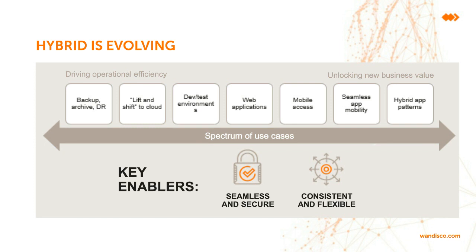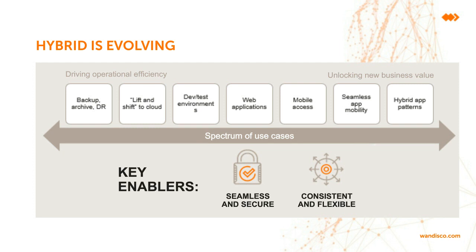But across all these spectrum of use cases, you'll see a key consistent ask from customers: I want this hybrid environment to be seamless. The data is available in both environments simultaneously. It's secure. It's consistent, so I have the same tool sets that I could use on-prem in the cloud. If I'm using Spark on-prem, I can use Spark in the cloud as well.